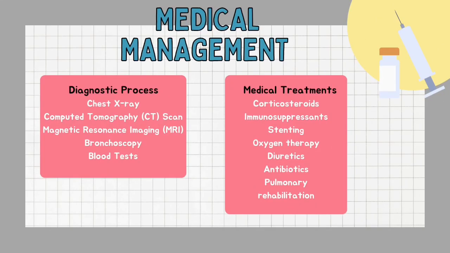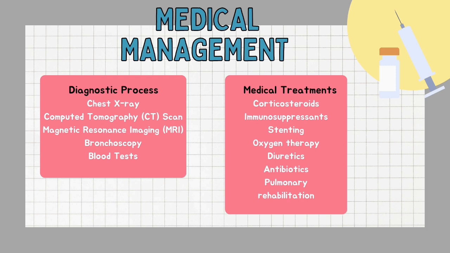Medical management. The diagnostic procedures are the chest x-ray, computed tomography scan, magnetic resonance imaging, bronchoscopy, and blood tests. Chest x-ray can reveal abnormalities in the mediastinum such as widening of the mediastinum or calcification of lymph nodes. The CT scan is the most effective diagnostic tool for FM, providing detailed images of the mediastinum and allowing for assessment of the extent and severity of the fibrosis. The MRI can also be used to further evaluate the extent of fibrosis and to assess the involvement of other structures in the chest.